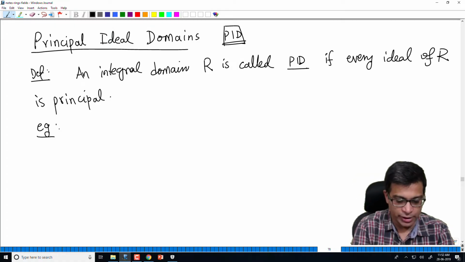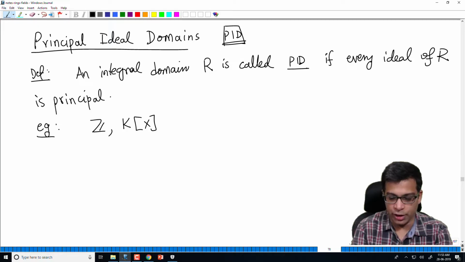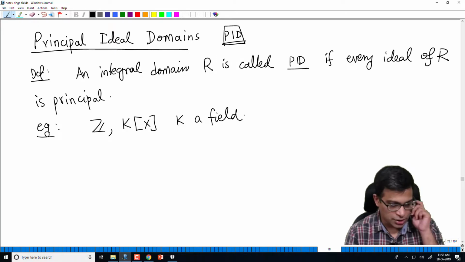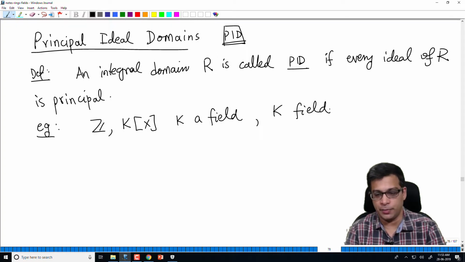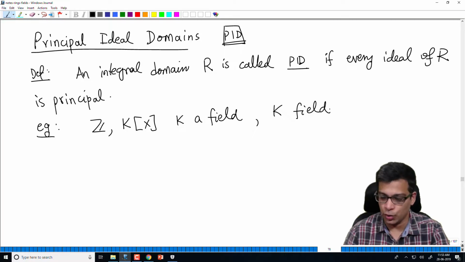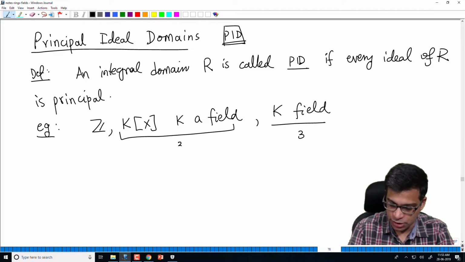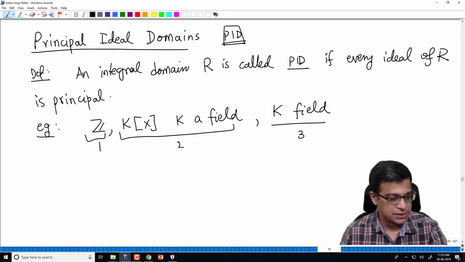The most important examples that we have encountered already in the course are of course the ring of integers and the polynomial ring in one variable over a field. These are some of the standard examples, and of course K, a field itself. A field is definitely a PID because it's an integral domain and it has only two ideals, the zero ideal and the unit ideal, both of which are principal. So we have three examples here. The second and third are in fact classes of examples.